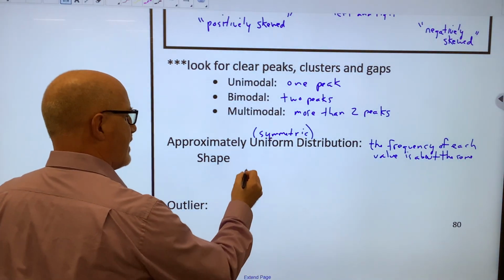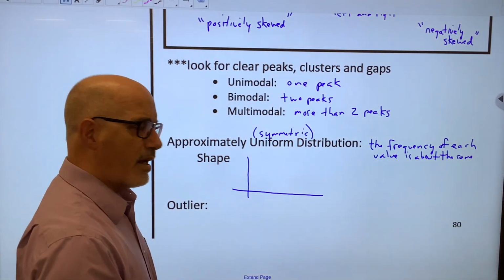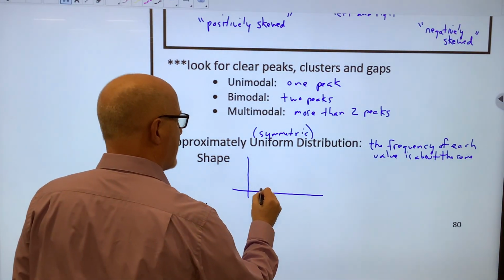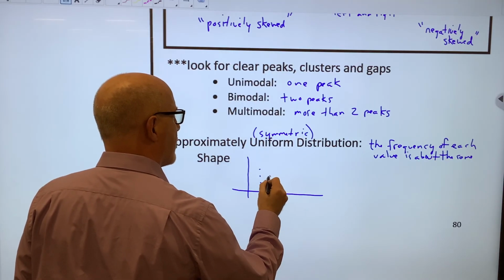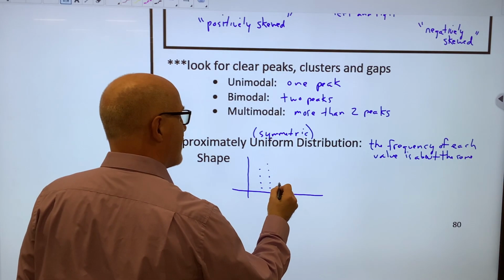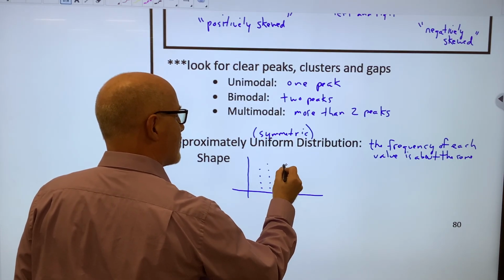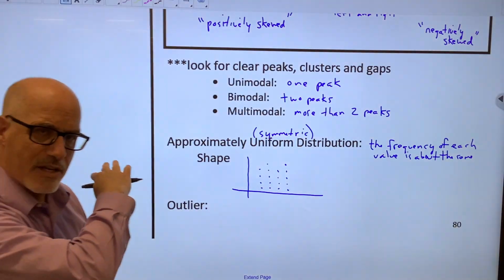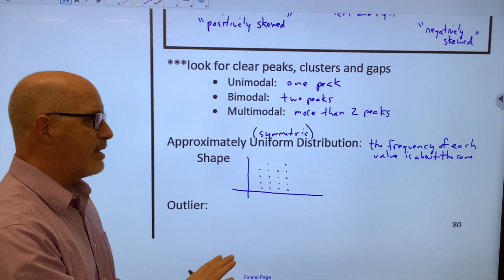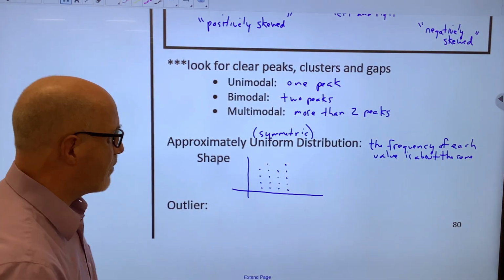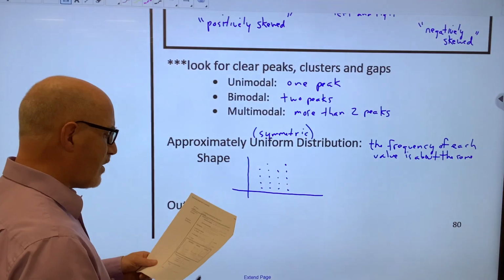Now, the shape of it, and I'm going to do a dot plot for this to help us see what a dot plot is coming up. So for this one, if you had every one of your values about the same, so all of these are just about the same, kind of straight across for the distribution, no tails anywhere on it, then that's uniform. So approximately uniform distribution. So that's what you look for.